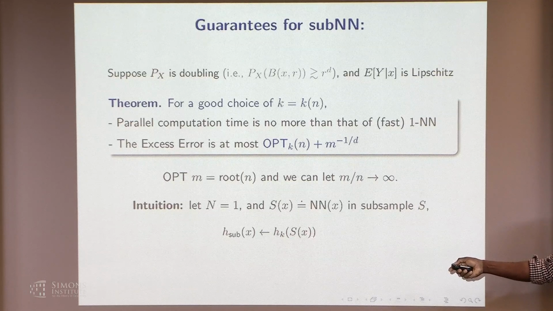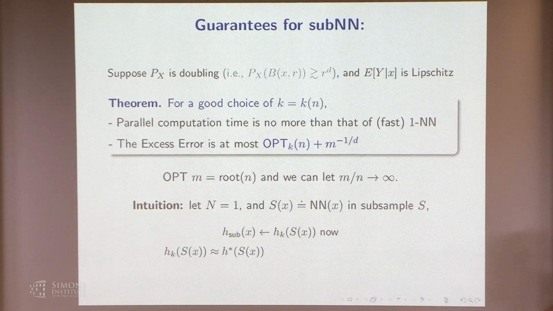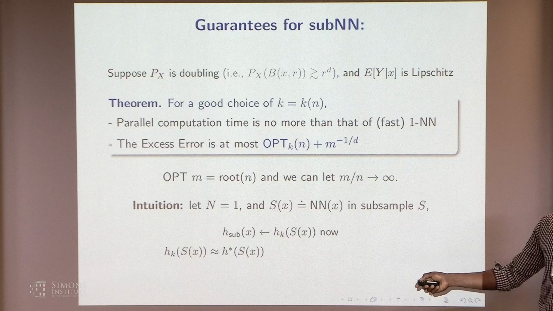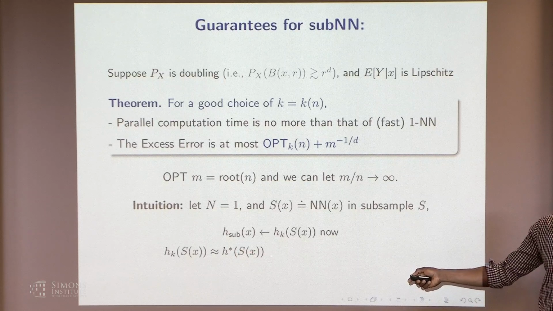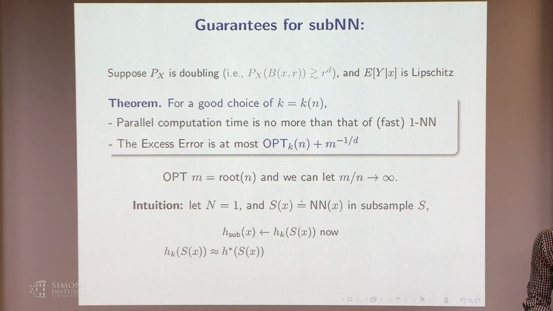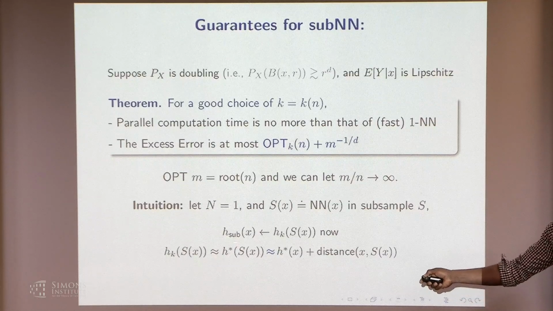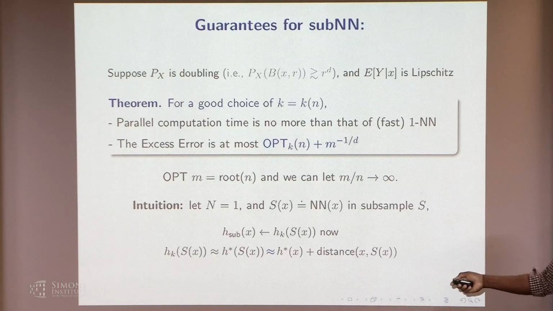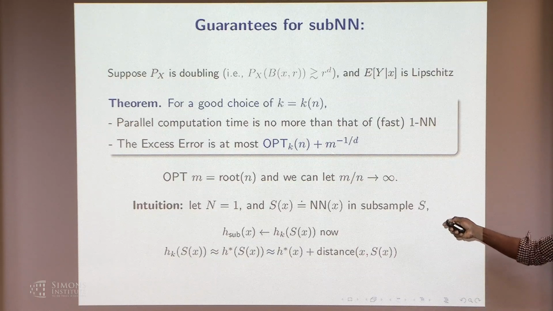The next thing is that we know that the k nearest neighbor estimate at S of x is close to the Bayes, close to the Bayes up to optimal error for a good choice of k. Because we have Lipschitzness, we also know that the Bayes at S of x is also close to the Bayes at x, plus essentially the distance between x and S of x. And the distance between x and S of x is essentially bounded by n to the minus 1 over d.